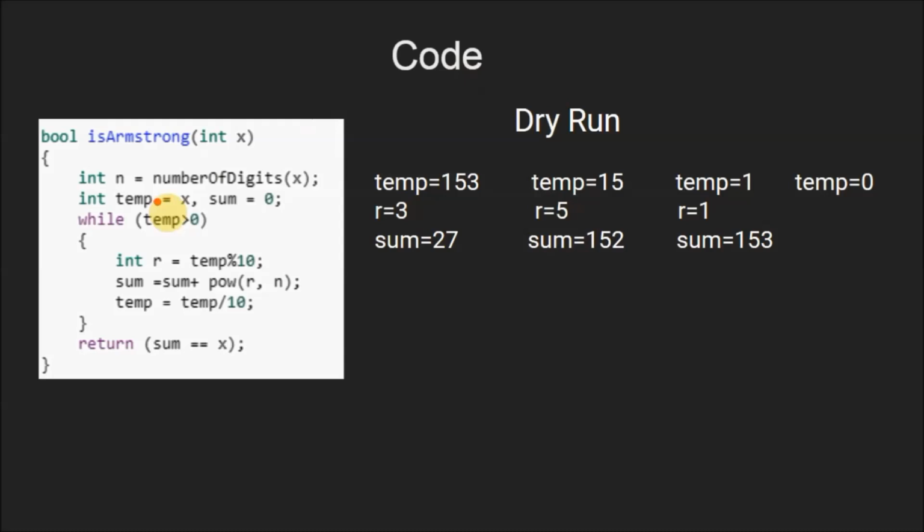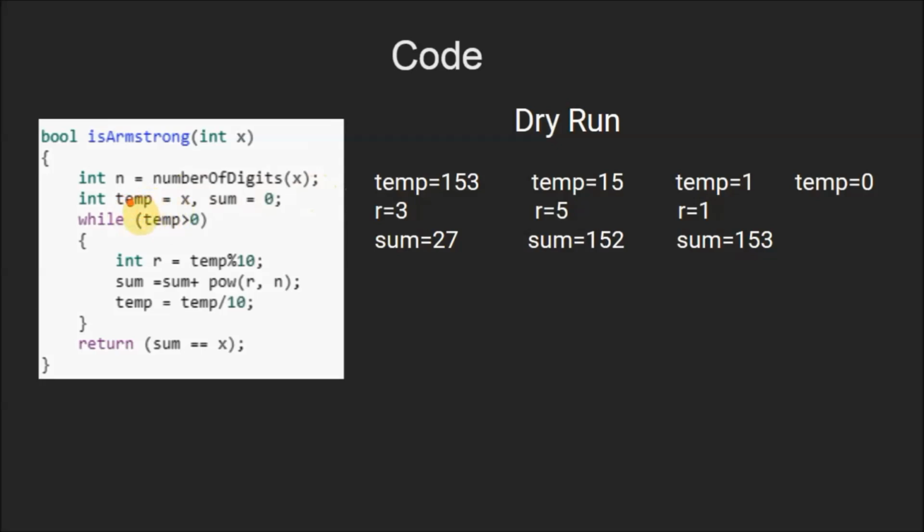So this is the code of the second function. This function will return 1 if the number is Armstrong and 0 if the number is not Armstrong. So we'll check this number x if it is Armstrong or not. We are taking a variable n. This will store the number of digits present in the number x. This function will work as we have discussed in the code earlier.